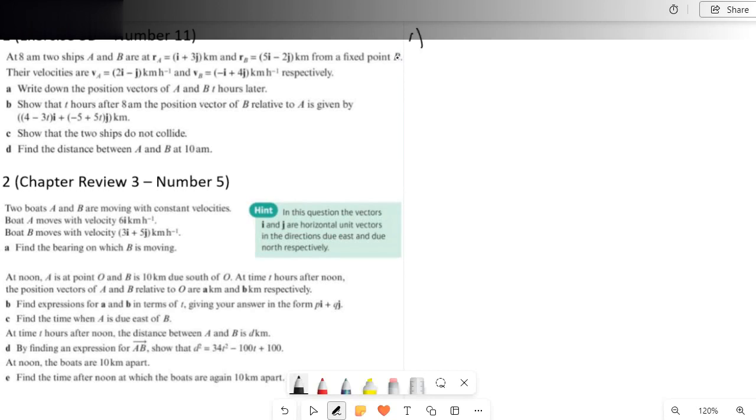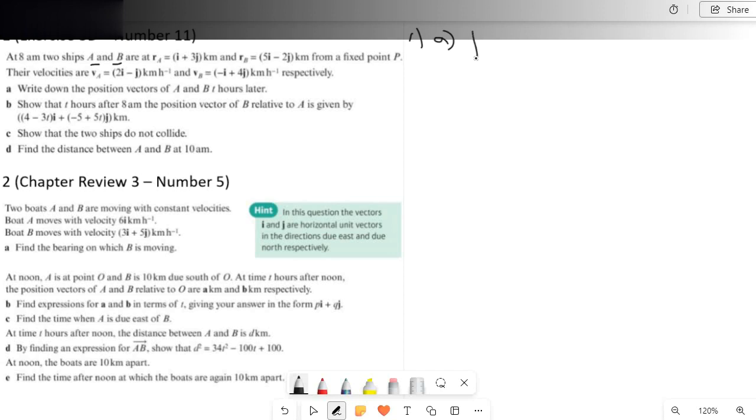For number 1, we have at 8 a.m. two ships A and B at RA, which is the position vector of A being i plus 3j kilometers, and RB is equal to 5i minus 2j kilometers from a fixed point P. The velocities are VA equal to 2i minus j kilometers per hour, and VB equal to minus i plus 4j kilometers per hour respectively. Write down the position vectors of A and B t hours later.